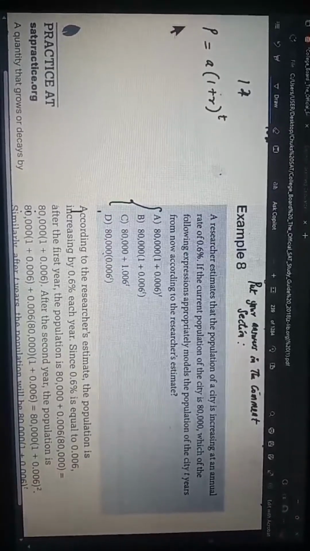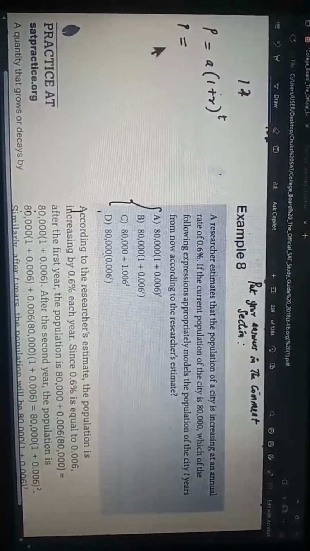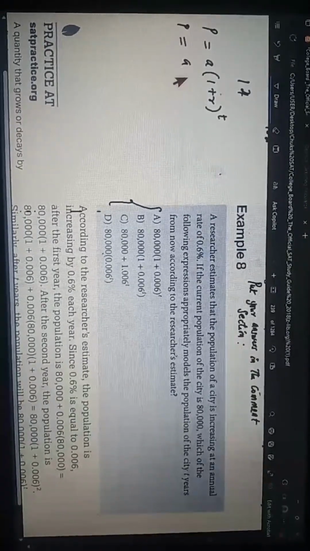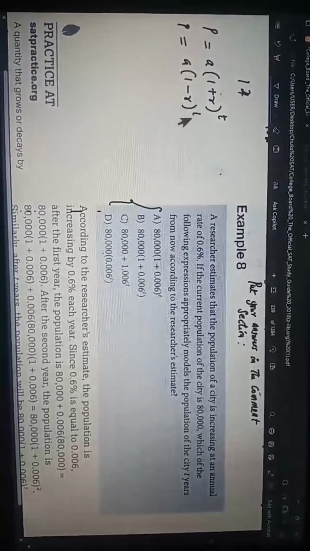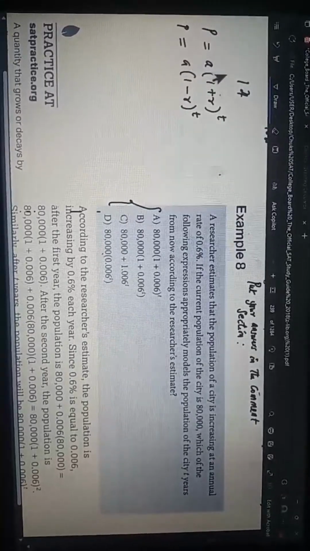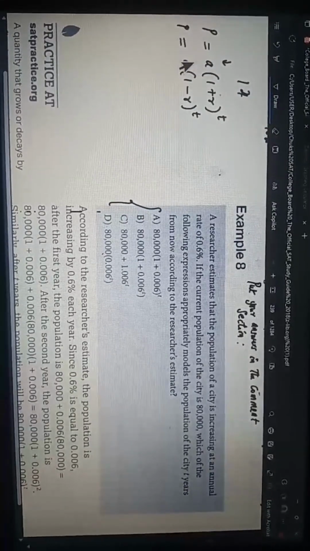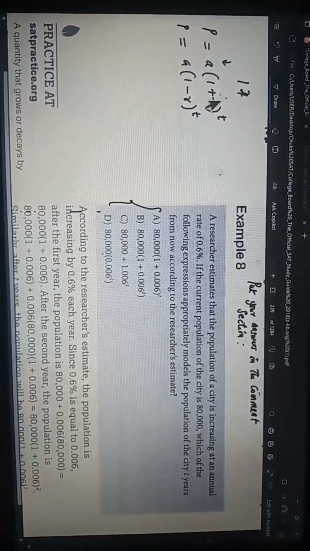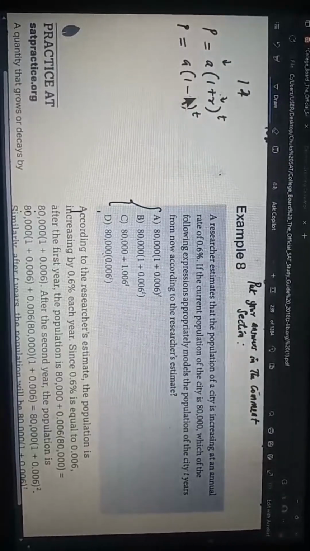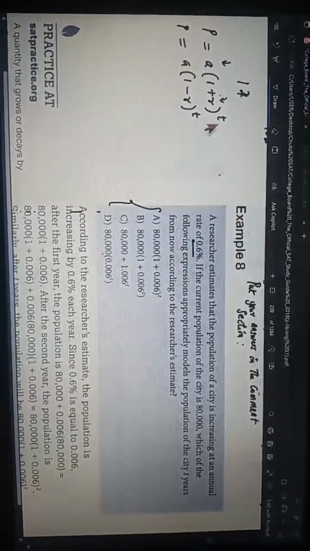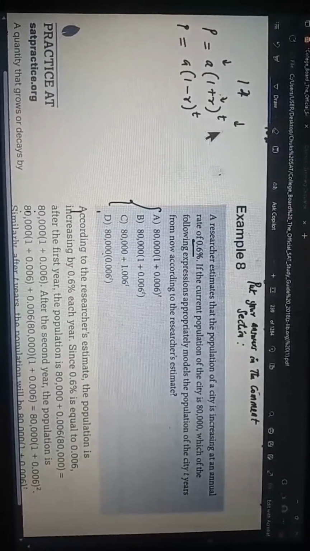But if it is decreasing exponentially, let's imagine that every single year the population is reducing by 0.6. That's a decrease. If it's decreasing, then we're going to have it as A into 1 minus R to the power T. I will explain what these variables mean so you understand. What does A signify? A signifies the initial population or the current population, while R signifies the rate at which it is increasing or decreasing. In this case, the rate is 0.6%. And T represents the time in years.